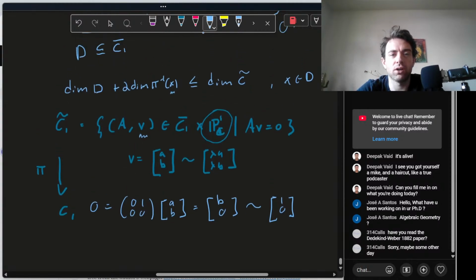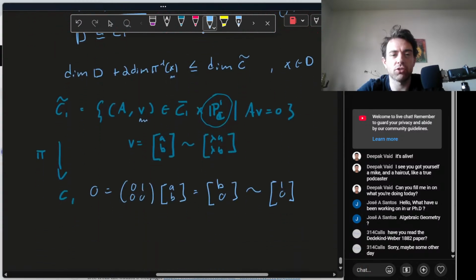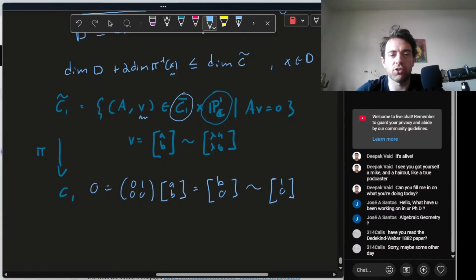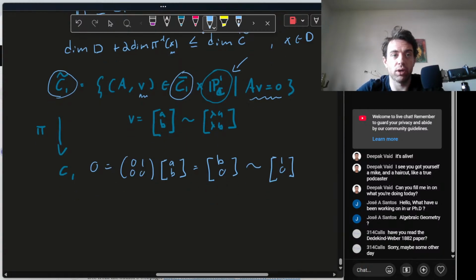And the dimension of this space is at least as big as C1 bar. But if we didn't have this condition, we'd just be multiplying it by something of dimension 1. So in fact, this has the same dimension as C1, being 3. Yeah. So in this equation here, this term is 0, this term is 3, and this term is 3. Great. So the map is semi-small.